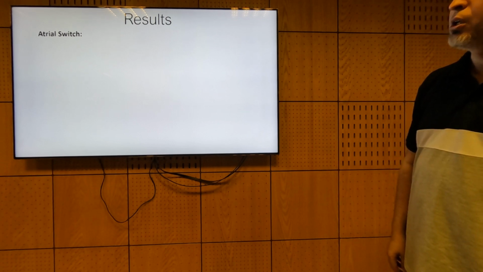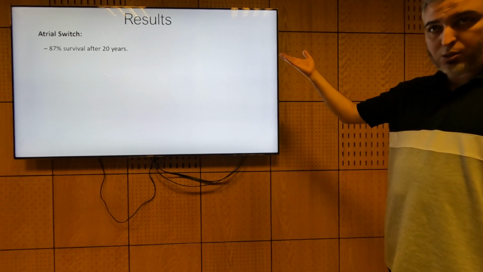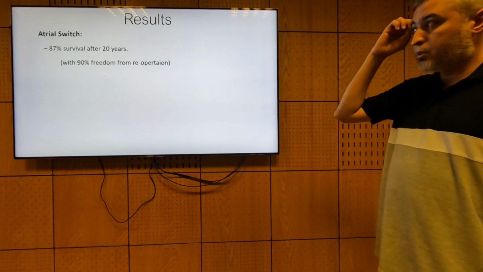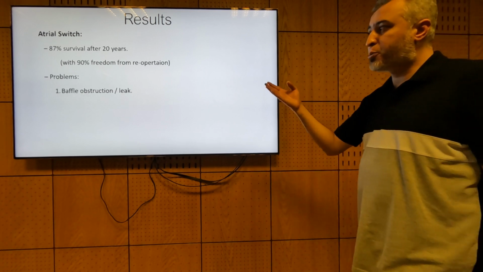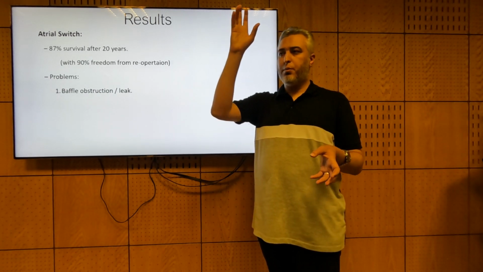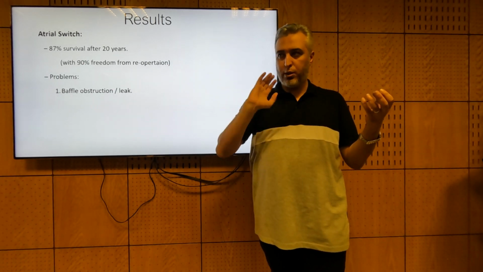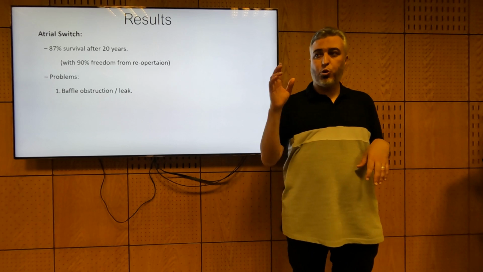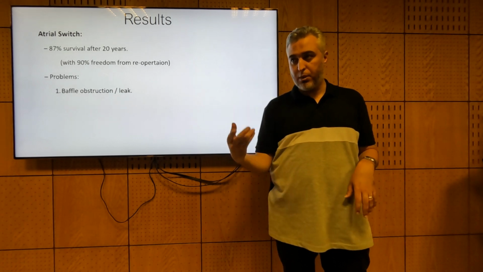For the atrial switch operation, they had 87% survival after 20 years. That's actually quite good as compared to the natural history. 90% did not require reoperations. The major problems here were baffle obstruction or baffle leak. By baffles, we mean where you baffle the SVC or IVC to the mitral valve, or the pulmonary veins to the tricuspid valve. In the Mustard, it's more common to get SVC baffle stenosis, while in the Senning, it's more common to get pulmonary venous obstruction.